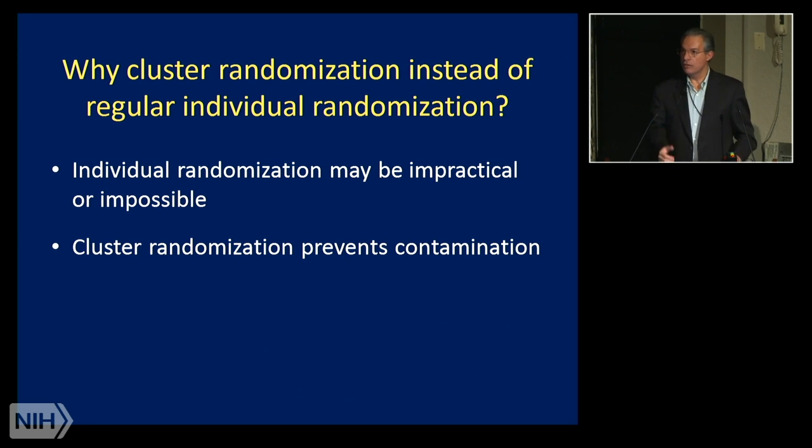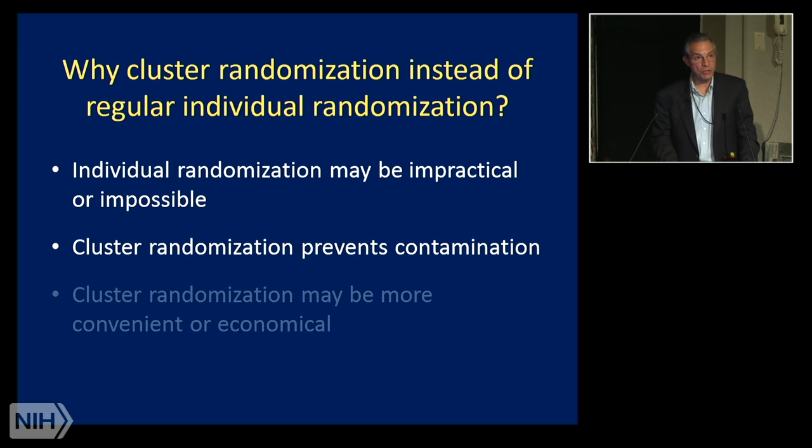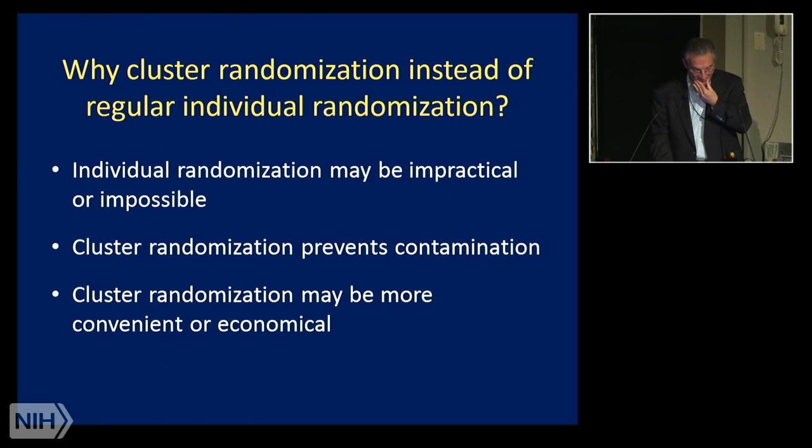So that's called contamination. So cluster randomization, if you're randomizing schools, well, one school is here, one school is there, the students are not going to talk to each other. They're not going to know what's going on. So that's what cluster randomization does.